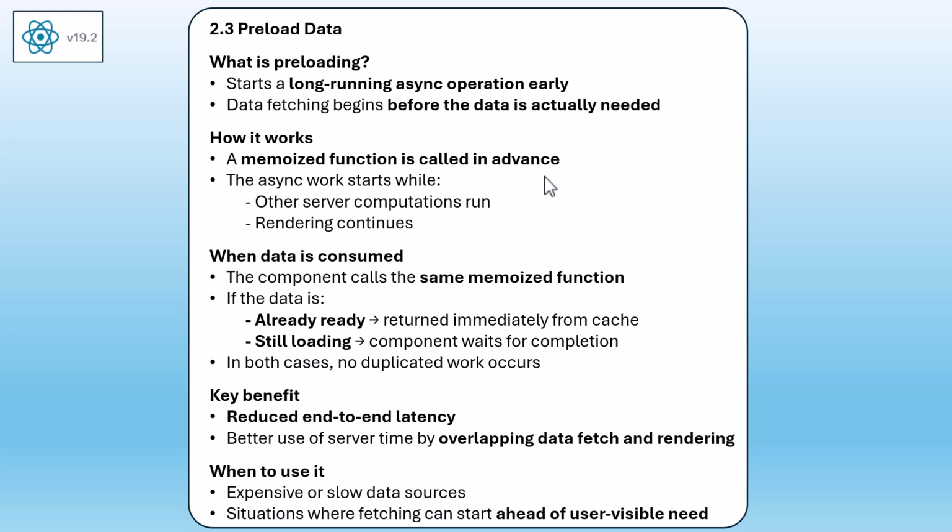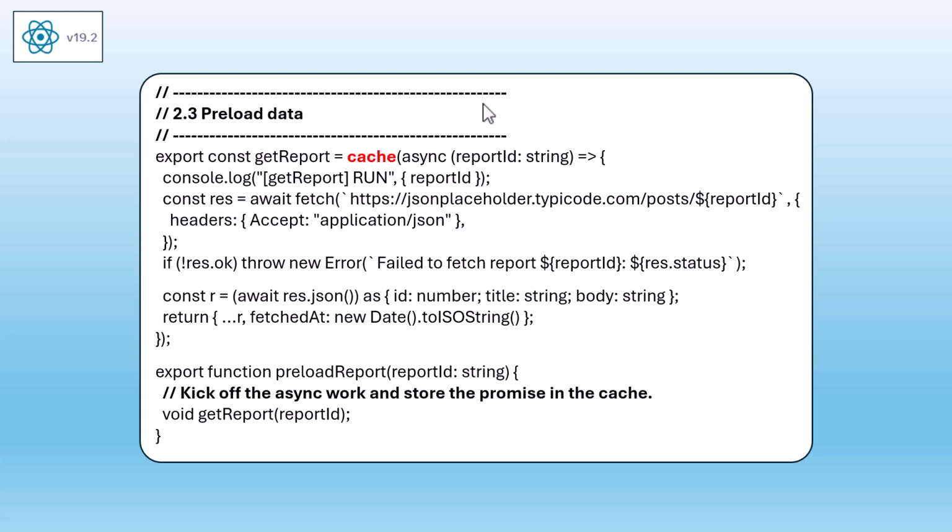2.3 Preload data. By calling a memoized function early, before actually needing the data, you can begin a long-running asynchronous operation in advance. This allows the server to perform part of the work while rendering continues. When the component that actually uses the data renders later, it invokes the memoized function again. If the earlier call has already completed, the component immediately receives the cached result. If the earlier call is still pending, the component waits for that work to finish. Either way, preloading reduces end-to-end wait time.